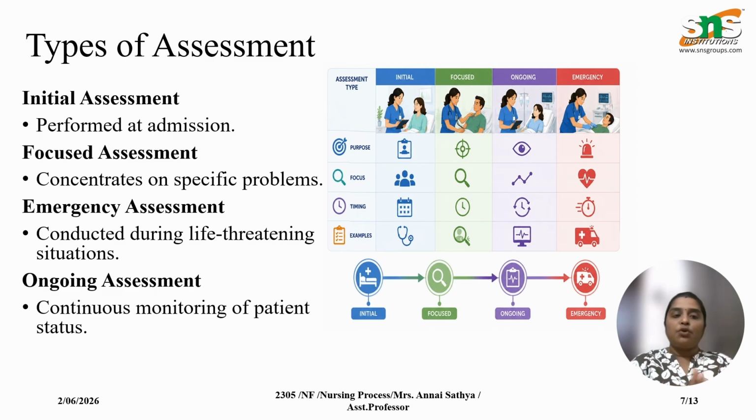So next we move on to the types of assessment. Here we have four major types of assessment: initial assessment, focused assessment, emergency assessment, and ongoing assessment. The initial assessment is performed when a patient is admitted. Focused assessment is conducted to investigate a specific problem. Emergency assessment is performed during life-threatening situations. Ongoing assessment is carried out continuously to monitor the patient's progress. So these are the four major types of assessment.